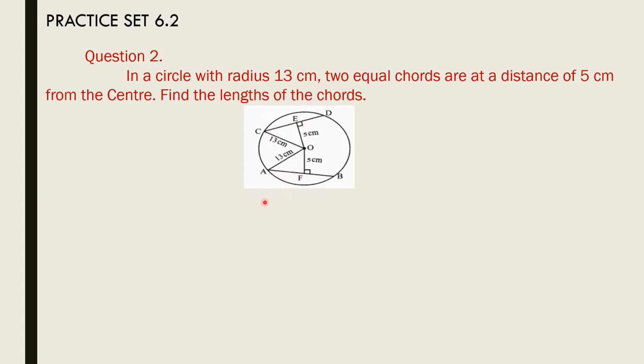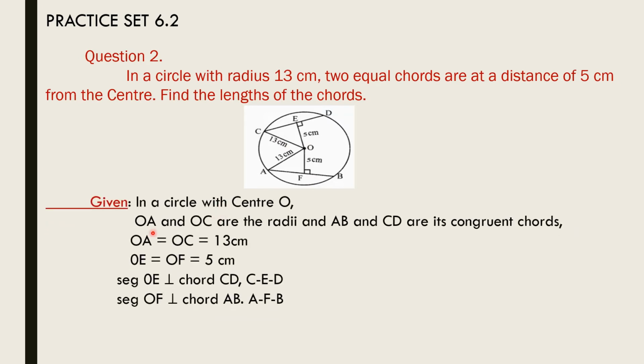First, write the given. In a circle with center O, OA and OC are the radii, and AB and CD are its congruent chords. OA is equal to OC is equal to 13 centimeters, and OE is equal to OF is equal to 5 centimeters. Segment OE is perpendicular to chord CD, that is C-E-D, and segment OF is perpendicular to chord AB, that is A-F-B. To find the length of the chords.